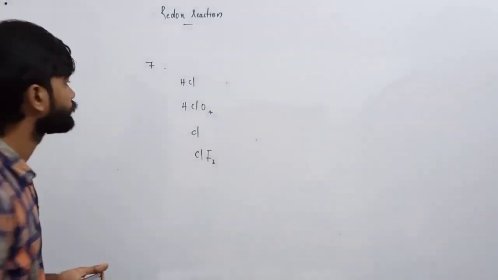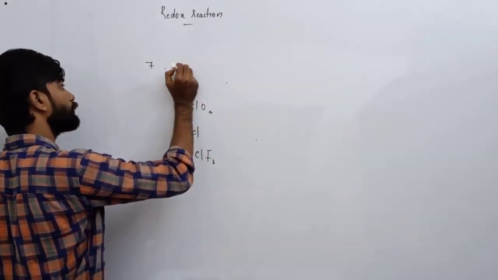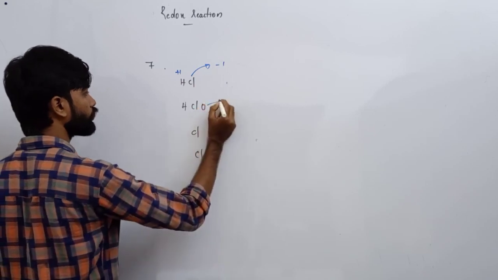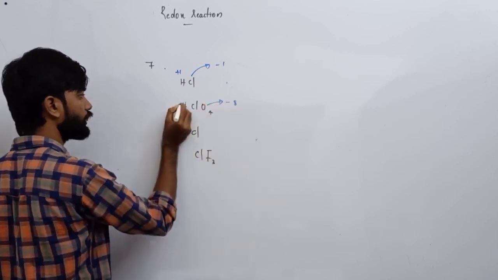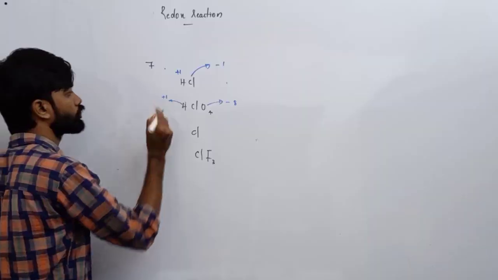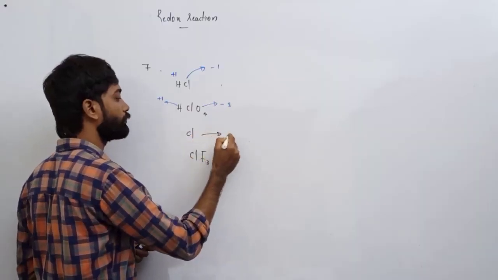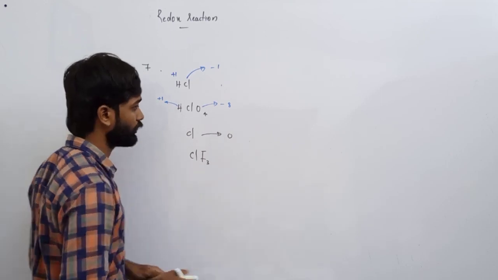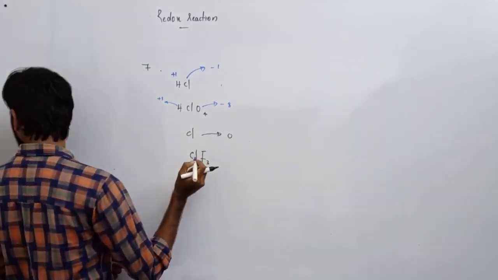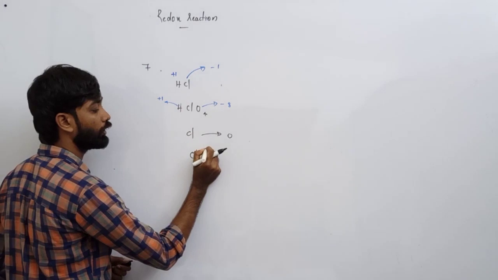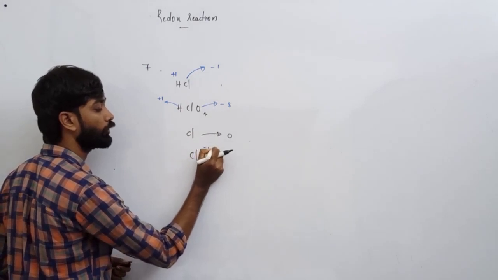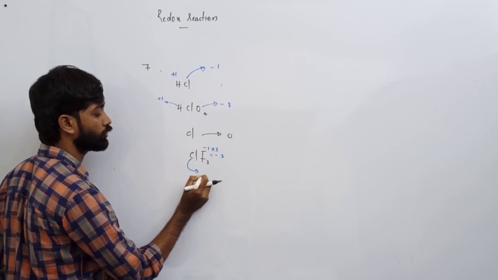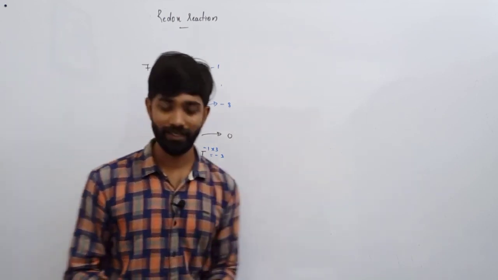What about HCl? In HCl hydrogen is plus 1, so chlorine should offer minus 1. HClO4: the oxygen part offers minus 8, right? And the hydrogen part offers plus 1. In Cl2, chlorine is in 0 oxidation state because chlorine is an element. And what about ClF3? In ClF3, fluorine has more electronegativity than chlorine, so minus 1 into 3. So fluorine offers minus 3, so chlorine should balance it by offering plus 3. Okay.